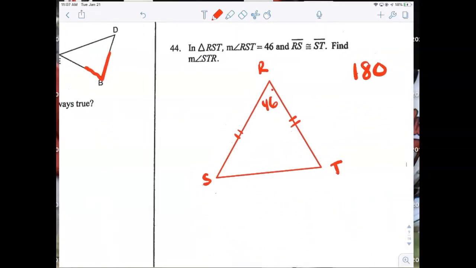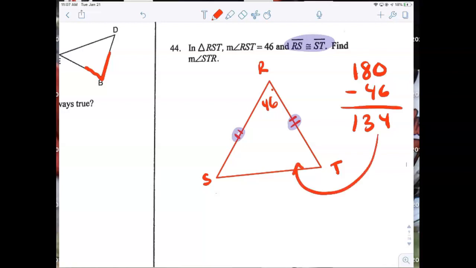And in 44, it made us draw the triangle first. It says that angle RST is 46, so I labeled that at the top. It also tells us that RS and ST are congruent, so I labeled that here, which makes this an isosceles triangle with the vertex angle 46. If a triangle adds up to 180, which we know it does, and we take away 46, that leaves us 134. But we have to split that 134 evenly into those two base angles, so we divide it by 2, and each of those angles is 67 degrees.